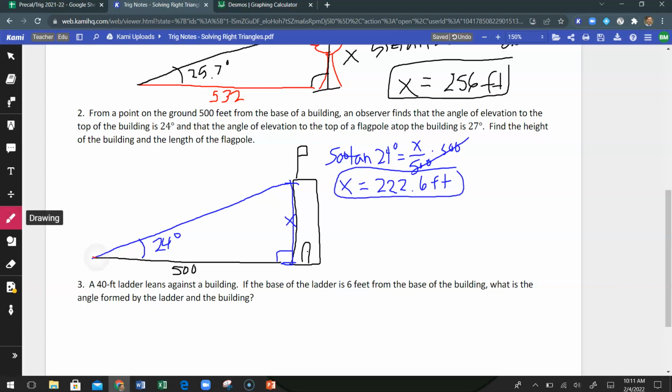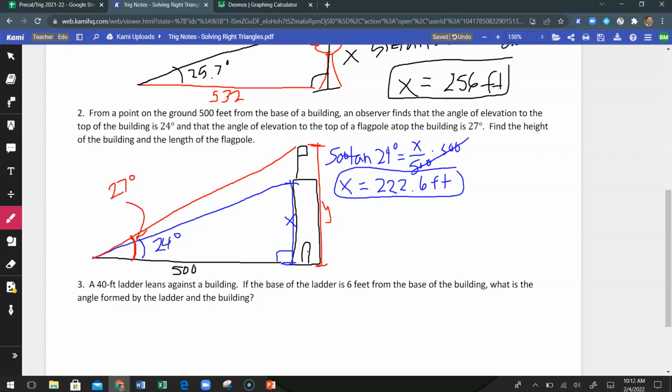Additionally, we're given this information that the angle to the top of the flagpole from the ground, this angle right here, is 27 degrees. That's from the horizontal all the way up to the top of the flagpole. If I want to find the length of that flagpole, I have to make sure I'm using a right triangle. So what I have to actually do is talk about this height, from the ground all the way up to the top of the flagpole. I'm going to call that y, because I've already used x.